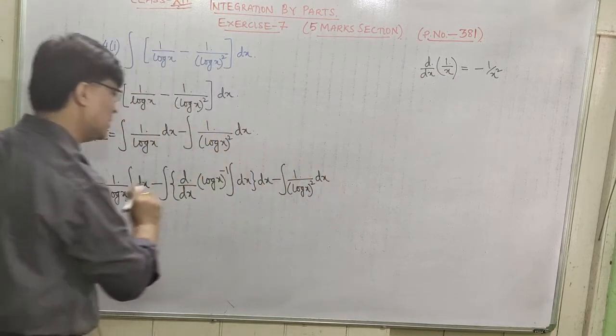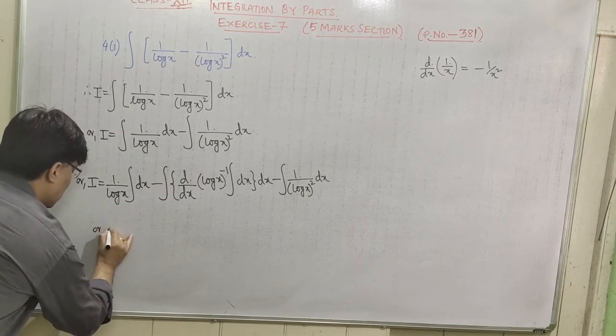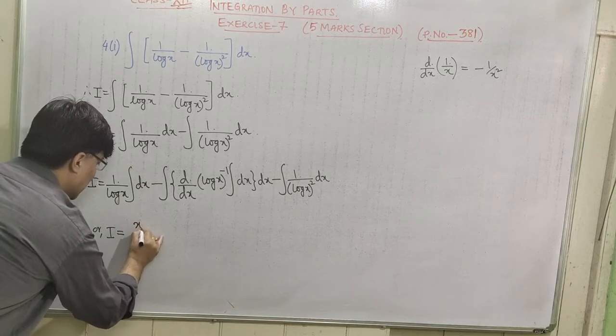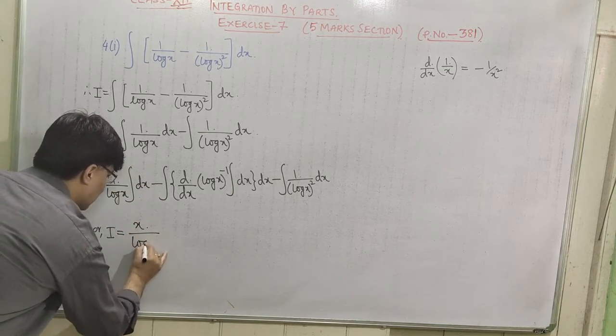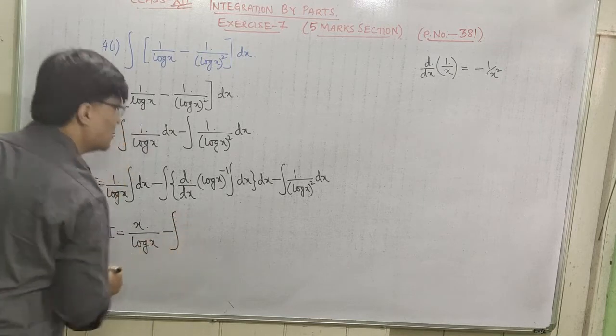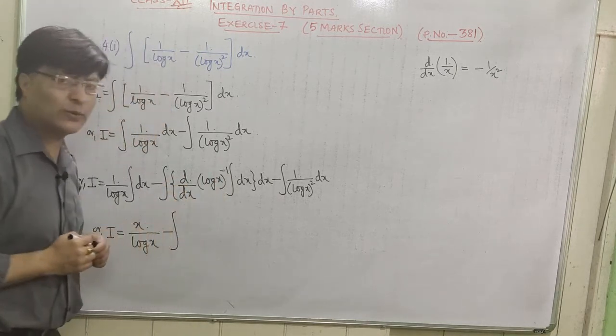It is kept as it is, right? So let us simplify it first. I is equal to, what is integral sign dx? That is your x divided by log x minus integration of, what is dy dx of log x whole to the power minus 1?